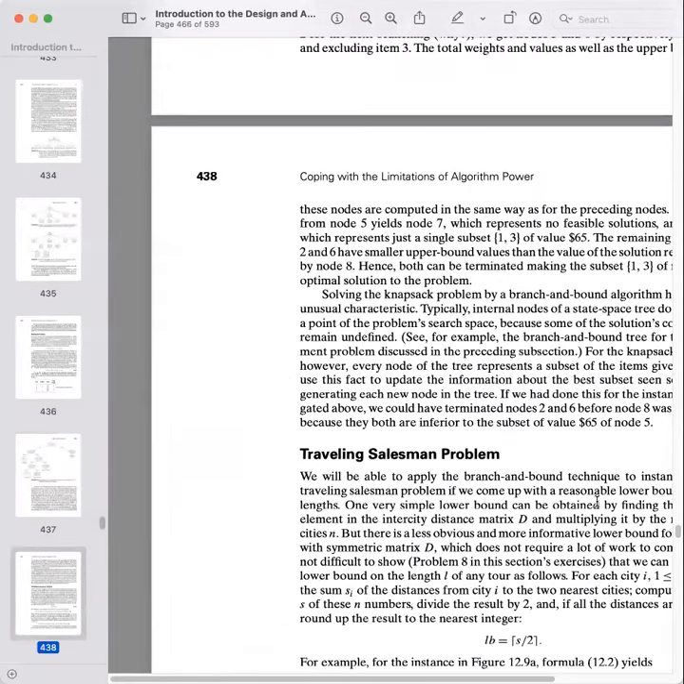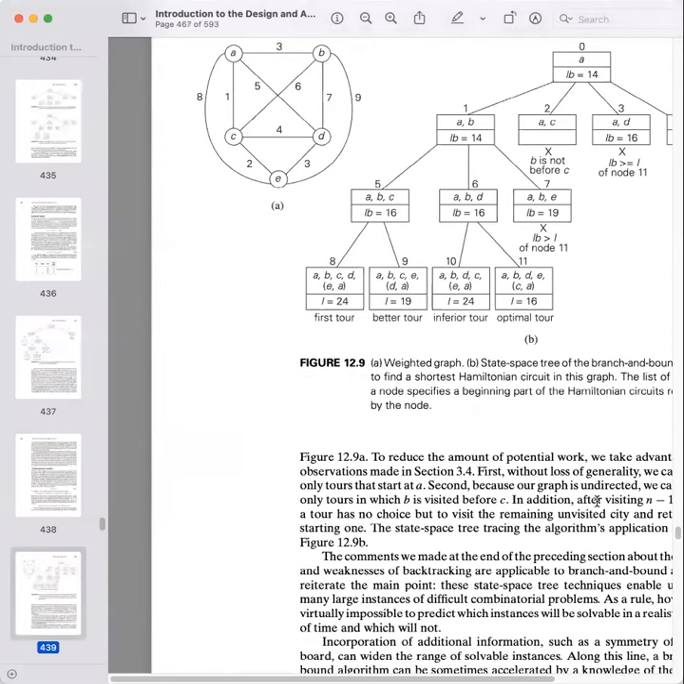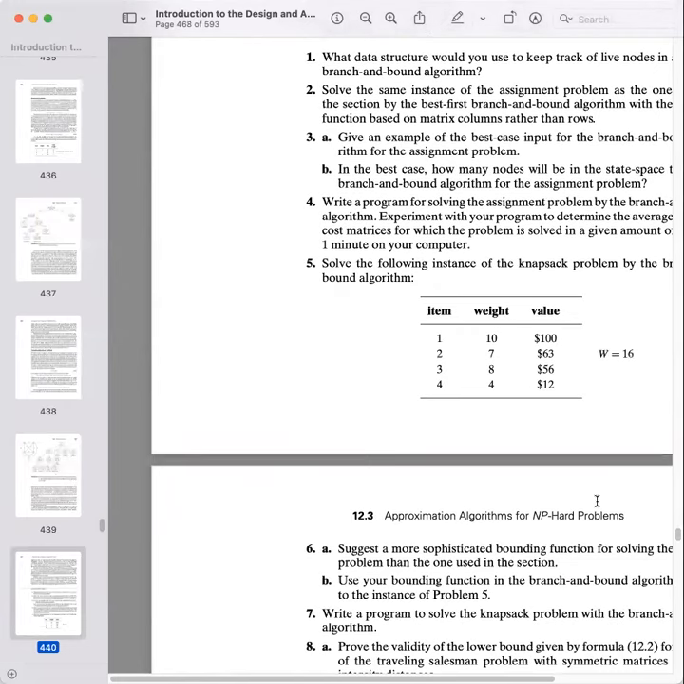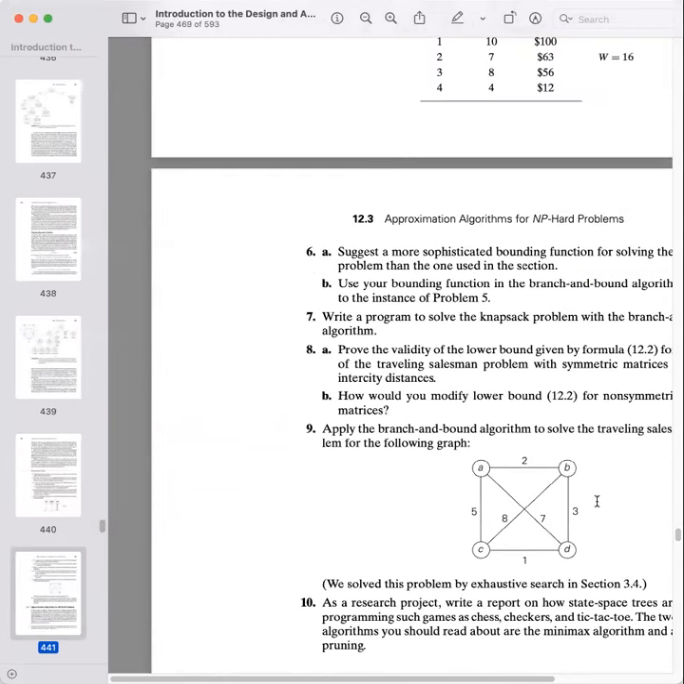I could certainly give something like that. Here's one with the traveling salesman, just a different way to calculate either the upper bound or lower bound. And there's the homework there. And we didn't do 12.3, so 12.2 is going to solve that for us.